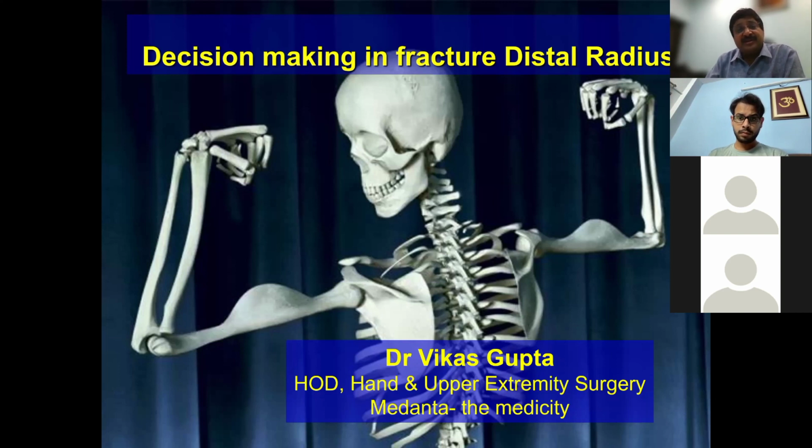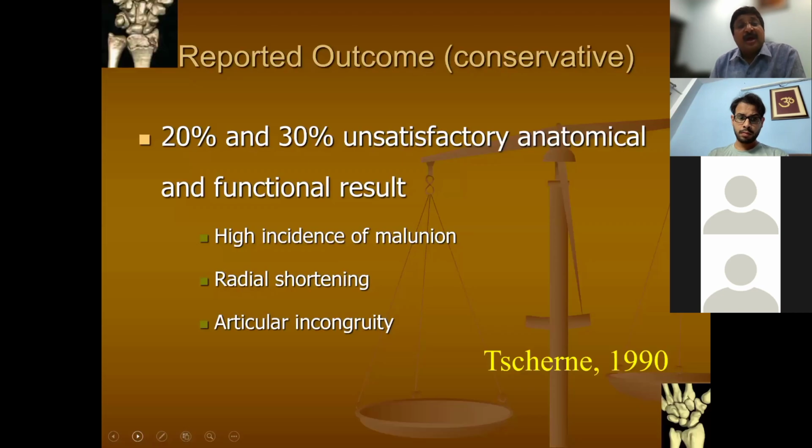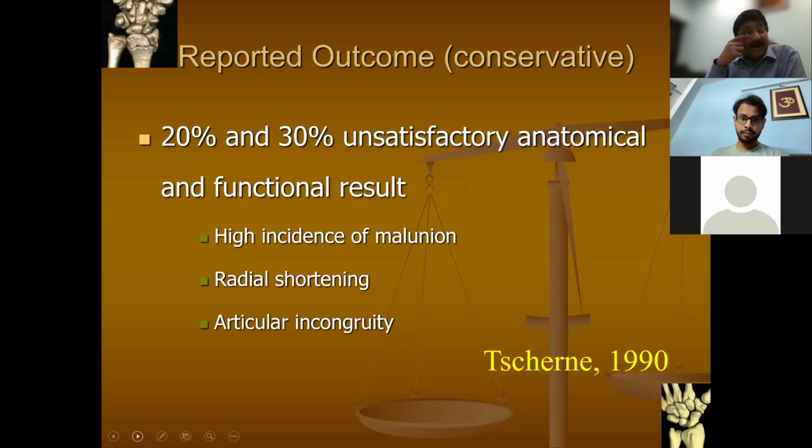If we see literature, Schoen in 1990 reported 20 to 30% unsatisfactory results in anatomical and functional outcomes. This was because there was a high incidence of malunion in fracture distal radius when treated non-operatively. There was radial shortening and there was articular incongruity.